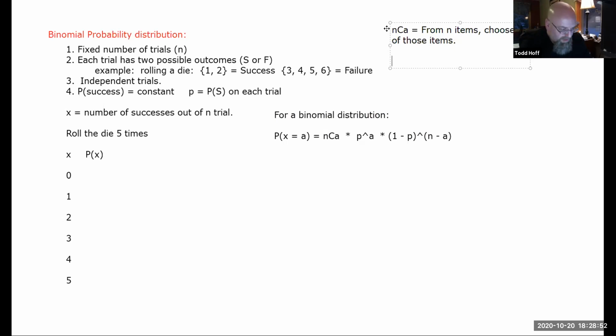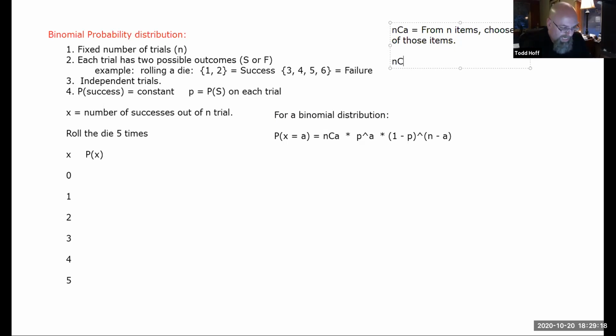In other words, out of 5 rolls of the die, how many different ways can I get 2 successes? The first 2 could be successful. The last 2 could be successful. The first and the last could be successful. The first and the third could be successes and the rest failures. We need to figure out how many different ways that can happen. And that is what that n choose A is.